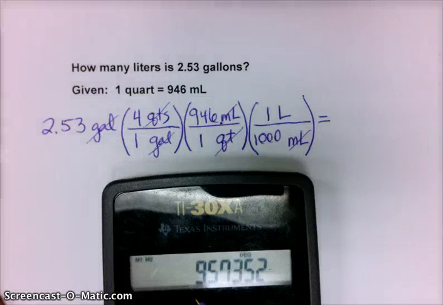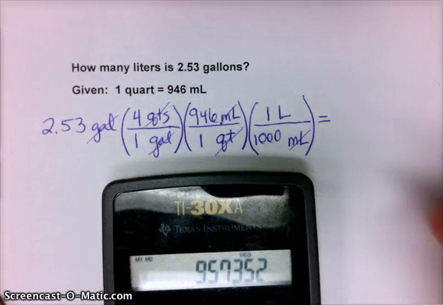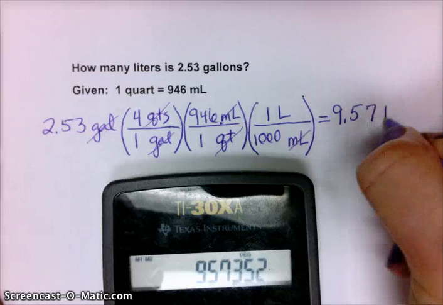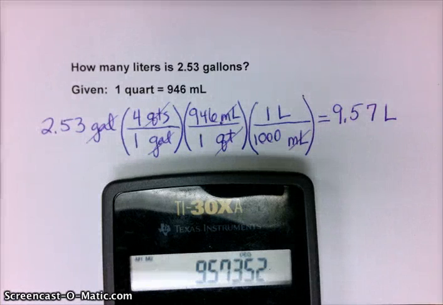So we'll keep the 9, keep the 5, keep the 7. Does the 3 round us up? No, it does not. So the answer is 9.57 liters. That's how many liters are in 2.53 gallons.